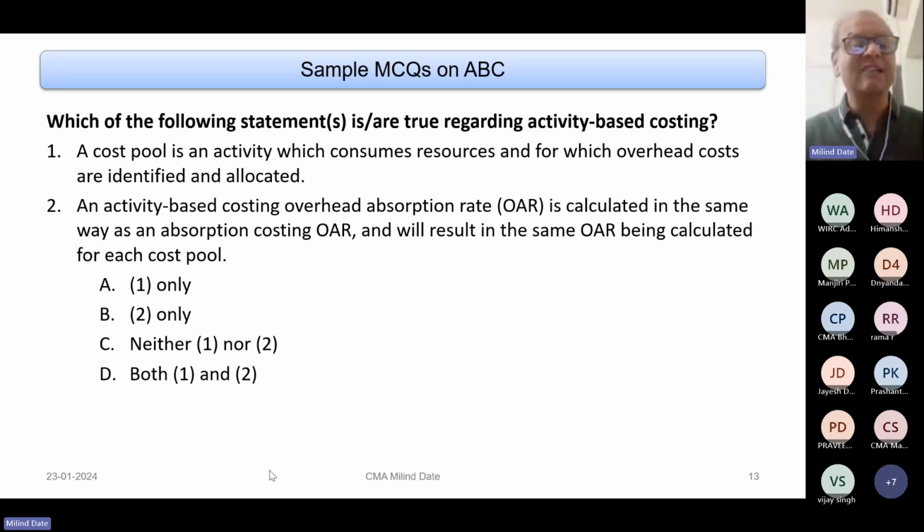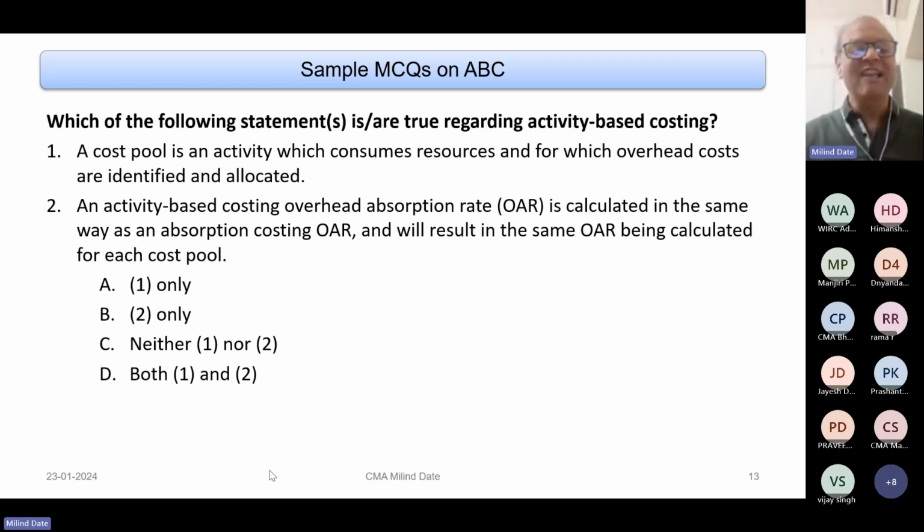Yes, the correct answer is answer A, which means only the first statement is correct, the second is incorrect. Now, why is the second incorrect? It is correct that overhead absorption rate is calculated the same way. You take the total cost, you divide by total volume of driver. To that extent, this second statement is correct, but the latter part is incorrect. It will not result in the same overhead absorption rate as you calculate in each cost pool. For every cost pool, the overhead rate will be different.